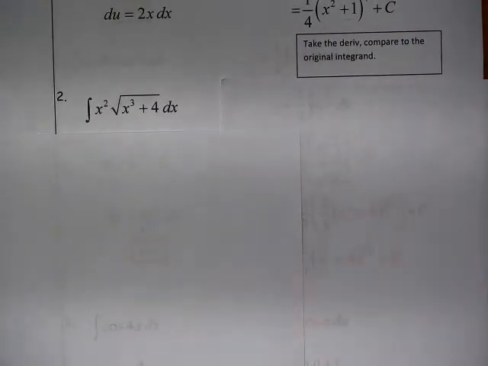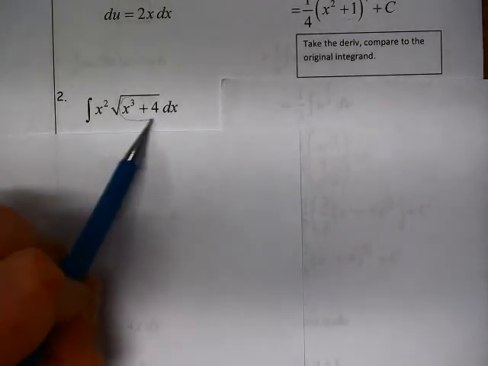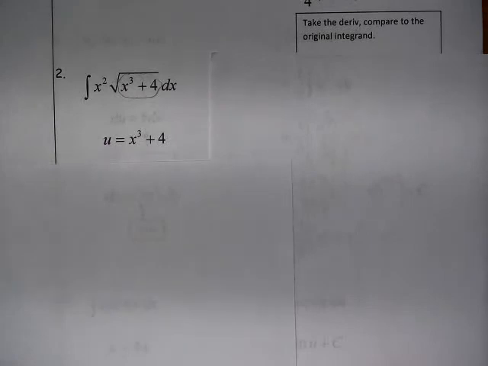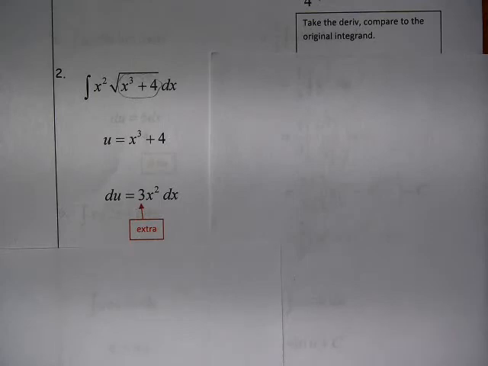Alright, next problem. We have the integral of x squared times the square root of x cubed plus 4 dx. Again, as I look at this function, I want to simplify it by letting some part of that function equal u, and we want to let the inner part of the composite function equal u. So this x cubed plus 4 is a good candidate right here. Let's see what happens when we do that. When I let u equal x cubed plus 4 and I take the differential of that, I get 3x squared dx.